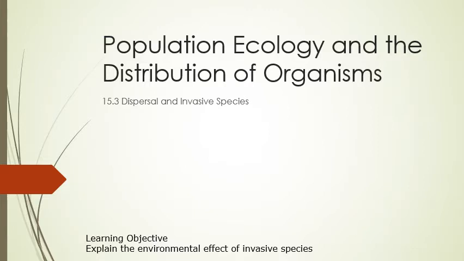So we've talked about the terrestrial habitats. We've talked about the aquatic habitats. Now let's talk about the organisms that live there. There are a lot of organisms native to these particular regions. But sometimes, when a new organism is introduced into the region, they can wreak ecological havoc. So we're going to explain the environmental effect of invasive species.